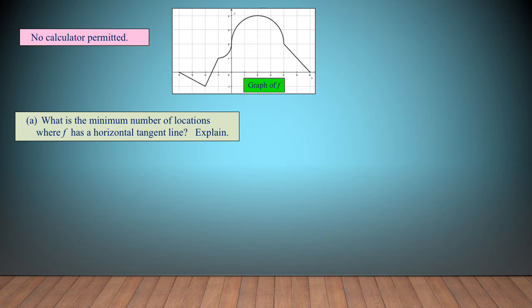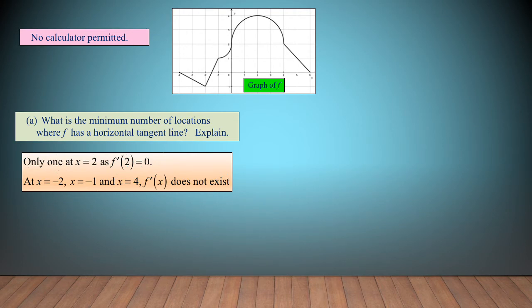First, realize that it asks for the minimum number of locations because f is defined on the interval -6 to 6, and we are only seeing the section of the curve from -4 to 6. So we really don't know what is happening between -6 and -4. F having a horizontal tangent line is interpreted as f prime of x equal to 0. This only occurs at x equals 2, as f prime of 2 is equal to 0.